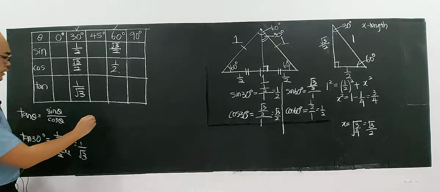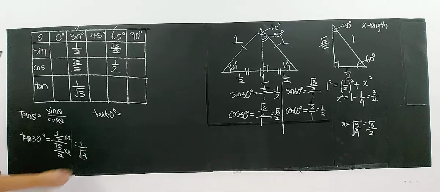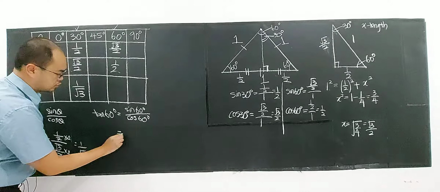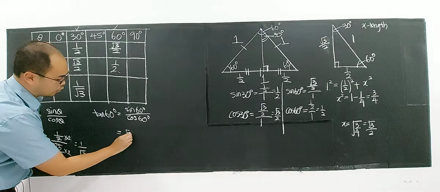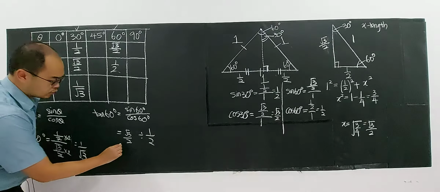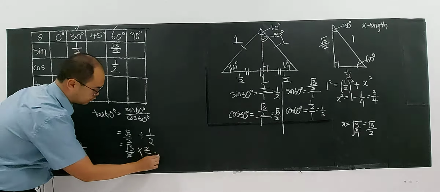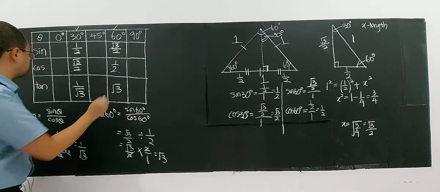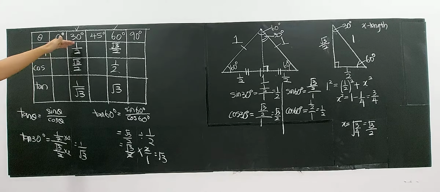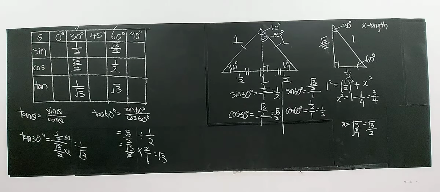And the same thing here for tangent 60. Tangent theta is sine over cos, so it's sine 60 over cos 60. Sine 60 is square root of 3 over 2, divided by 1 over 2. If you convert this to multiplication, it becomes 2 over 1, the 2s cancel, and you get square root of 3. So tangent 60 is square root of 3, which you get by dividing sine 60 by cos 60.